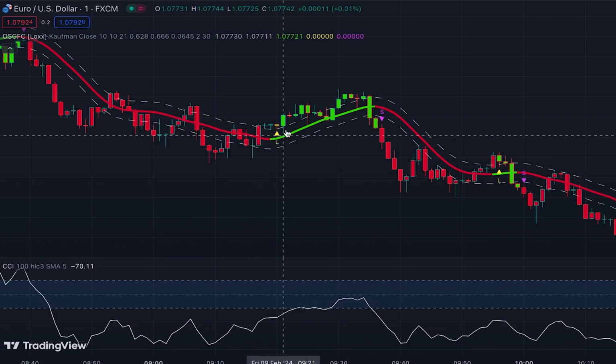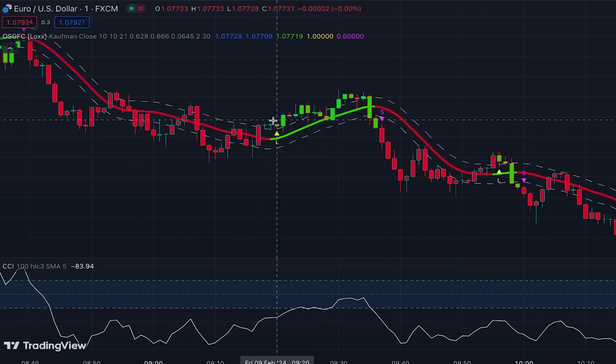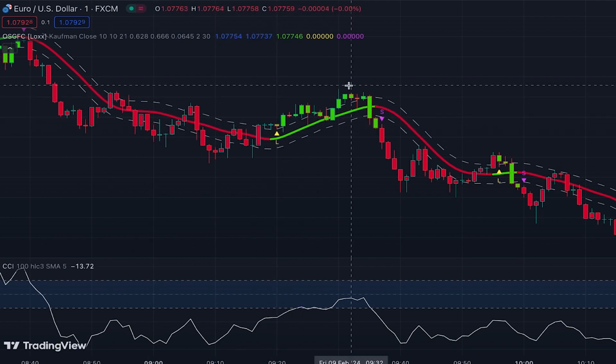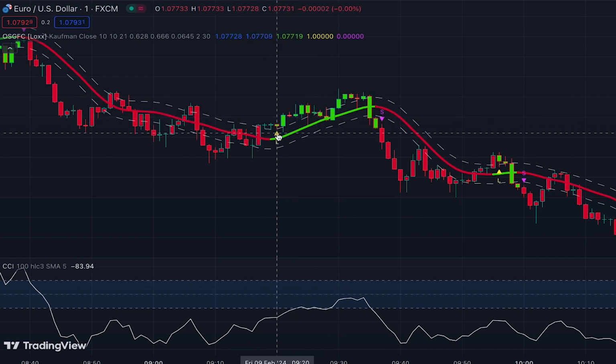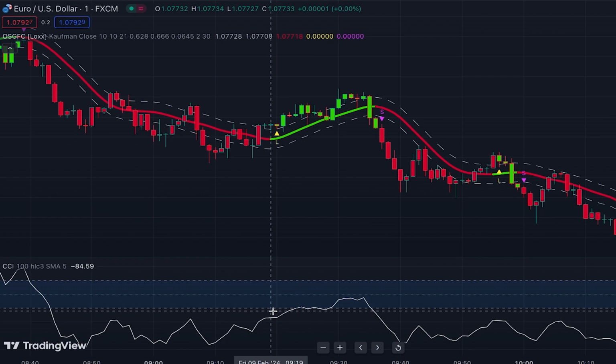For example, here, this long position signal which happened during this pullback within this downtrend, it's a false signal. It's not a profitable signal. The movement of the price was not enough to make our position profitable. And as you can see, it's rejected because CCI is below minus 50.